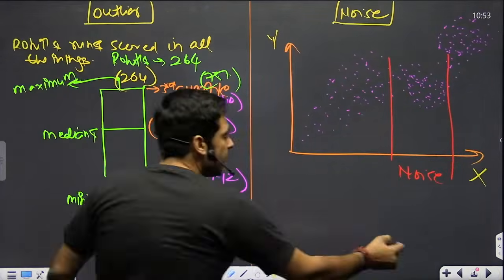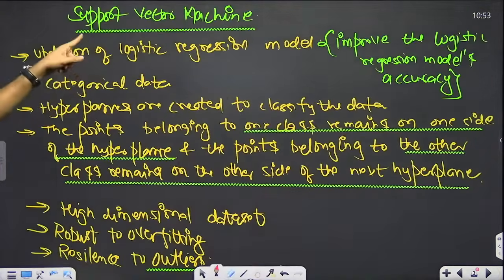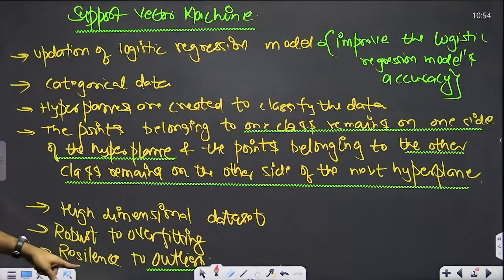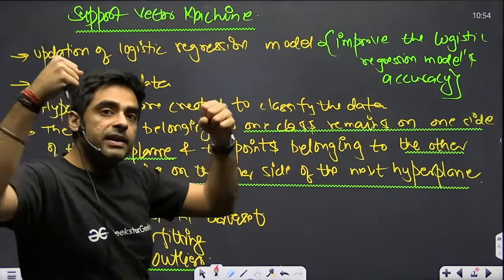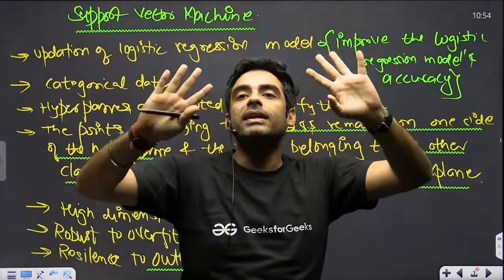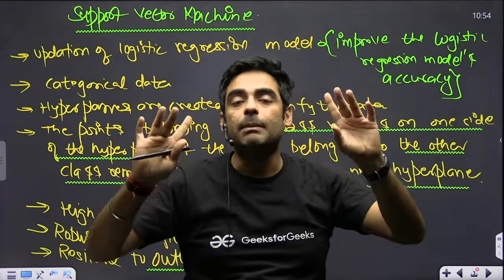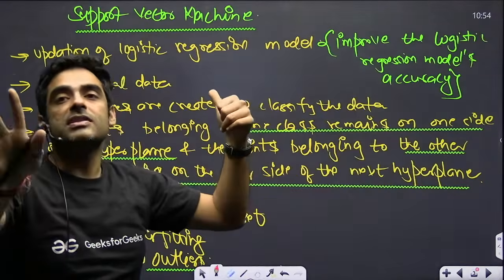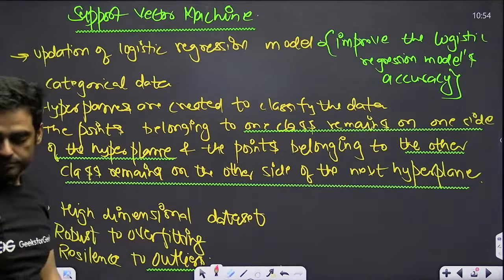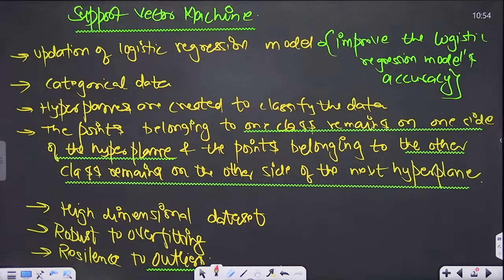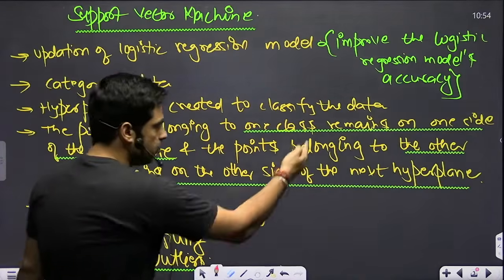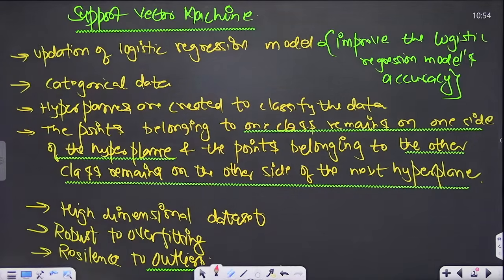So here I would say that the support vector machine is resilient to outliers. Let the outliers be present in the data, but the support vector machine is resilient to that. I'll tell you how. Okay, so please write all these points, then we'll switch to the algorithm.